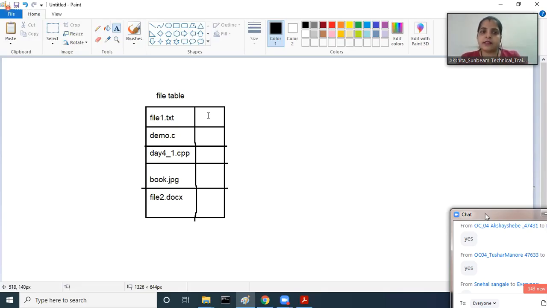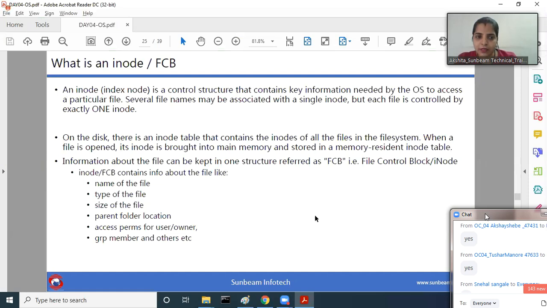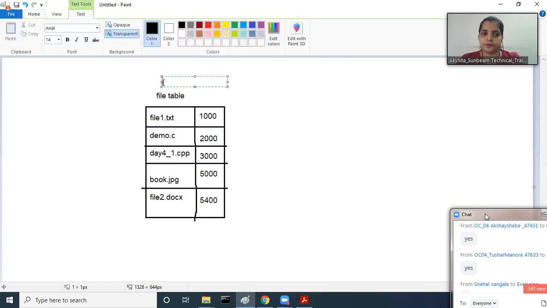Every file has its starting address. Maybe I'm saying this is at 1000, this is stored at, let us say, memory location 2000, this may be stored at 3000, maybe this is at 5000, maybe this is at 5400. Assume. So this table is called the inode table.